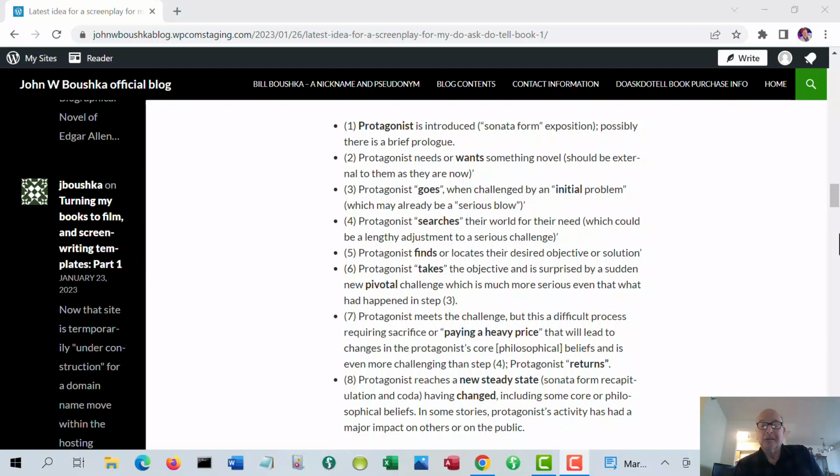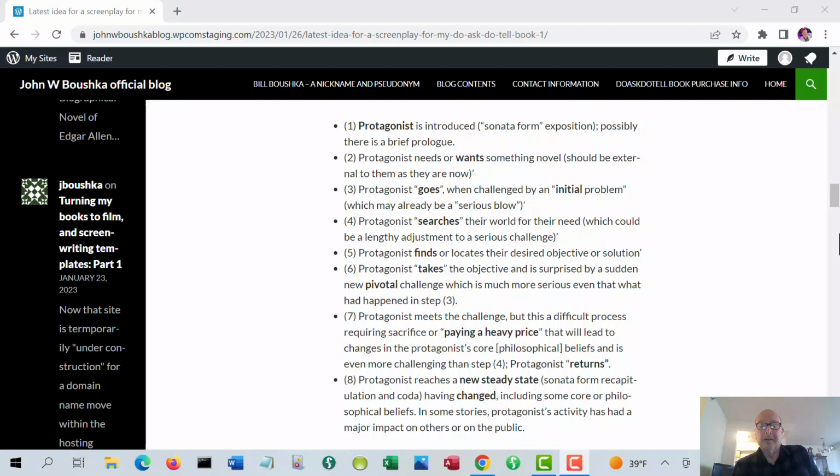meet the challenge, and this is a very difficult process, often requiring some kind of personal sacrifice or paying a heavy price. This will lead to changes in the protagonist's core belief and will actually sort of keep the audience hooked on the story and will lead to a final result that is important. The protagonist finally reaches a new steady state and is changed in some way with some sort of core philosophical beliefs.